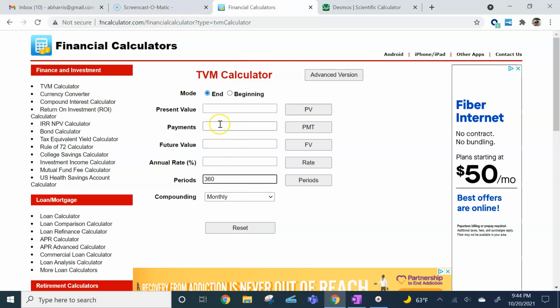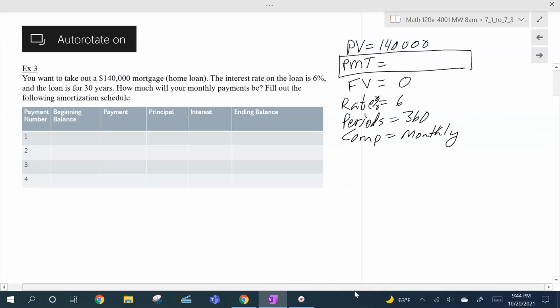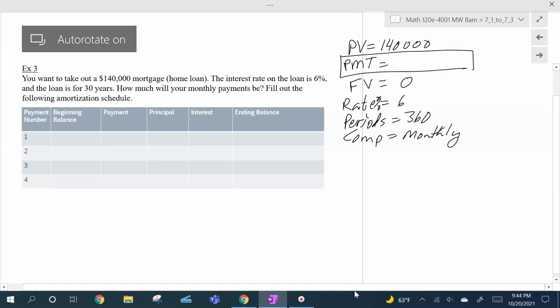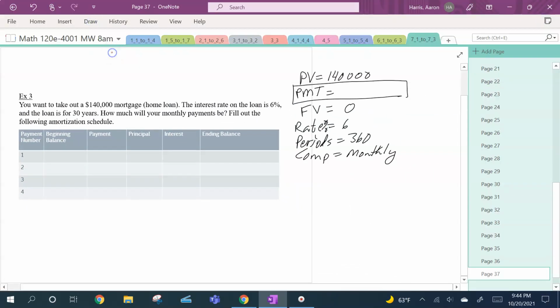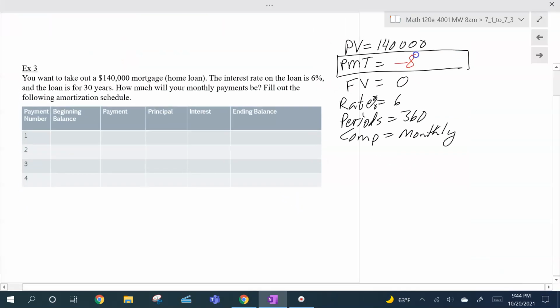30 times 12, 360. It's a $140,000 loan. We're going to own the house outright after 30 years. After we make all 360 payments, we'll owe nothing on the house. This is a 6% interest rate. Our payments would be $839.37. Okay, so that's our payments.